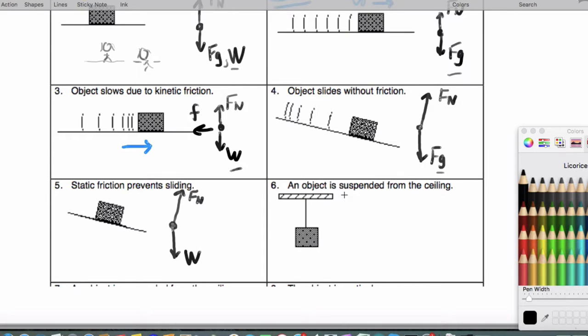Now for this last one, ignore the ceiling. Ignore this. I wondered about that too when I was in high school. We just have the box. So we're going to have the tension force pointing up and the weight force pointing down.